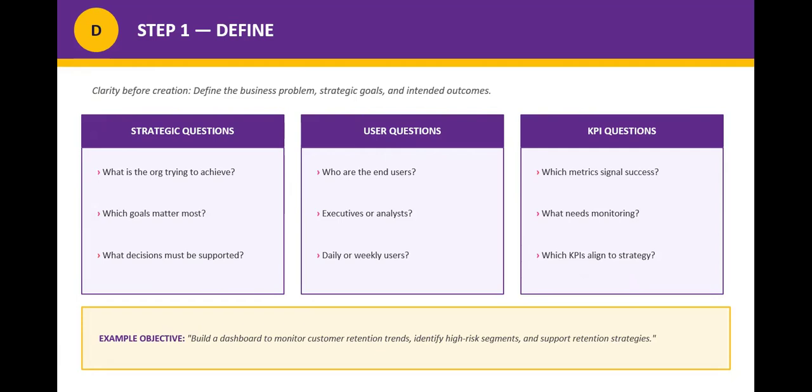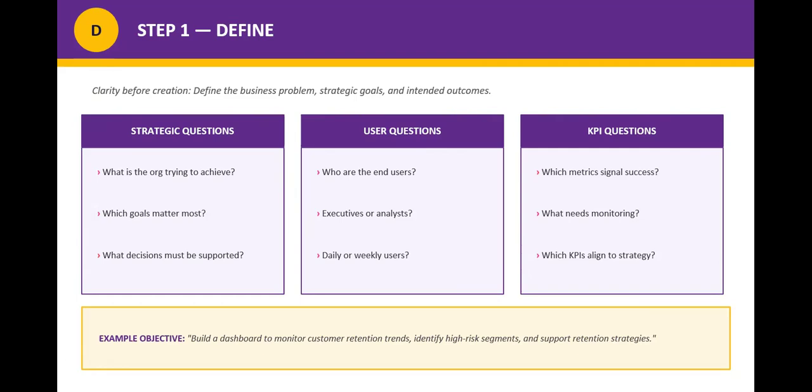Now you might say, okay, so can you tell me more in detail? And what I will tell you is strategic questions. Of course, we spoke about what the organization is trying to achieve, which goals are most important, and what decisions this dashboard should support. But there should be some user oriented questions also. Who are the end users? Senior leadership, managers, analysts, operation teams, who? Then there should be some KPI questions. Which metrics indicate success? Which indicators require continuous monitoring? Which KPIs align with the strategic objectives of this year for the team?